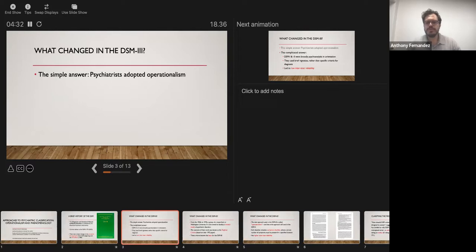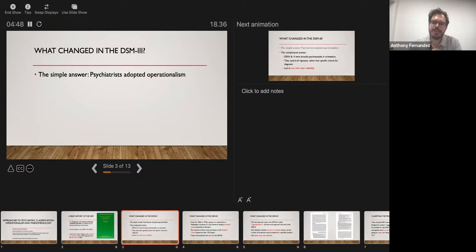So what's so special about the DSM-3, right? What changed in this case from what we saw in the DSM-1 and 2? And the really simple answer here is just to say psychiatrists adopted this approach called operationalism, and I'll of course have to explain what that is to you.